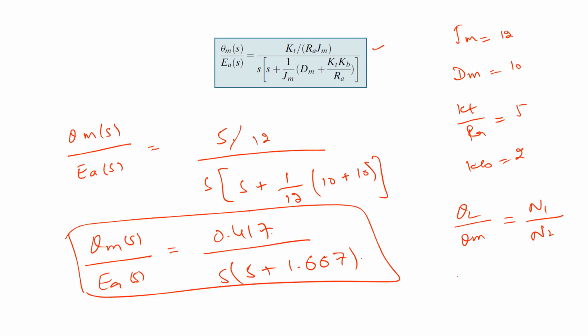So from here we can find the relationship between theta L and theta M, where N1 is 100 and N2 is 1000, multiplied by theta M. So this will be 1 by 10 theta M. If we multiply 1 by 10 on both sides, we can have the transfer function theta L divided by Ea, which was the required transfer function.